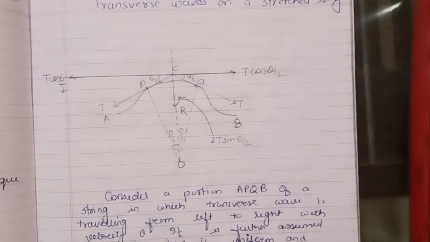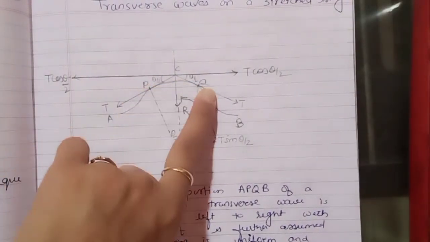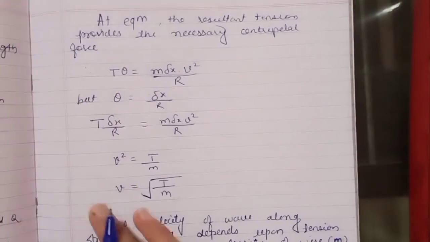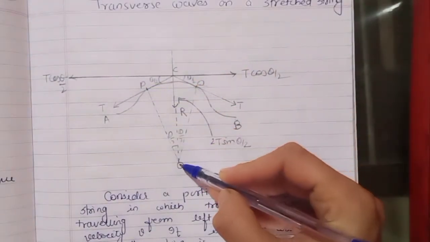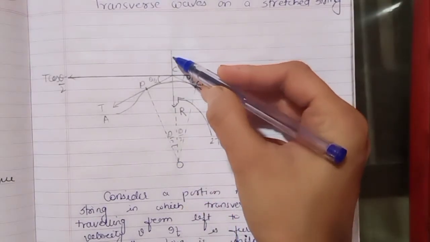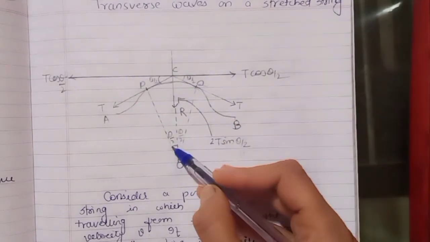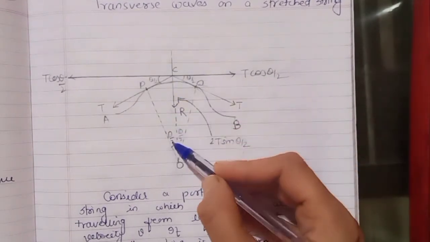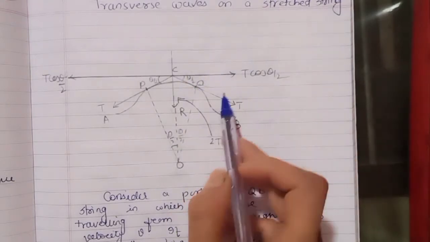Let PQ be the small element of the string having length delta x. And this angle POQ, suppose it is theta. Then we draw a line CO such that it bisects the angle POQ. So we get angle POC equal to theta by 2 and angle COQ equal to theta by 2.